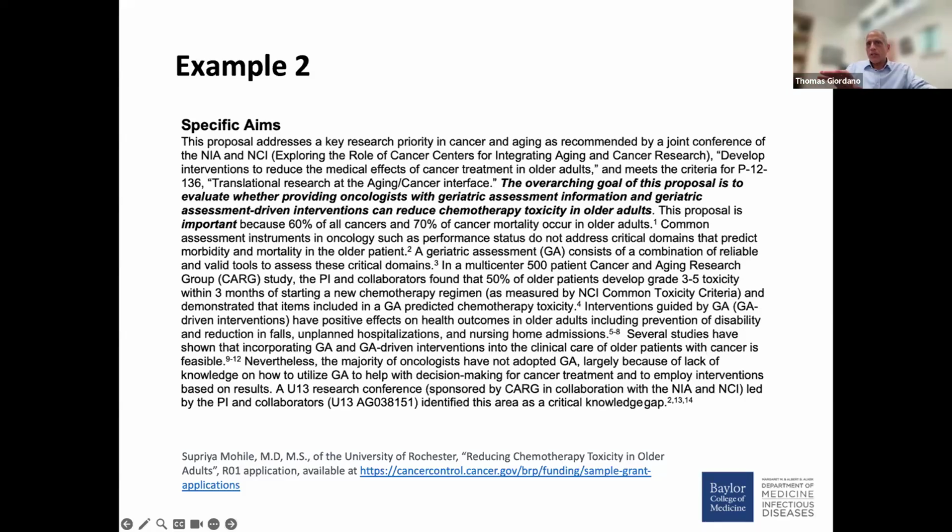And several studies have shown that incorporating GA and GA-driven interventions into the clinical care of older patients with cancer is feasible. And now here's the critical gap statement. What's missing? Nevertheless, the majority of oncologists have not adopted GA, which is geriatric assessment, largely because of lack of knowledge on how to utilize GA to help with decision-making for cancer treatment and deploy interventions based on the results. So that's the fundamental gap in the literature that they're going to address. And they've already set up how they're well positioned to do that.